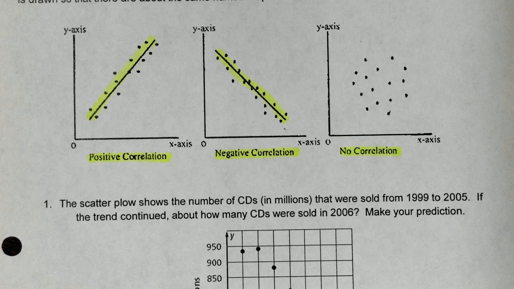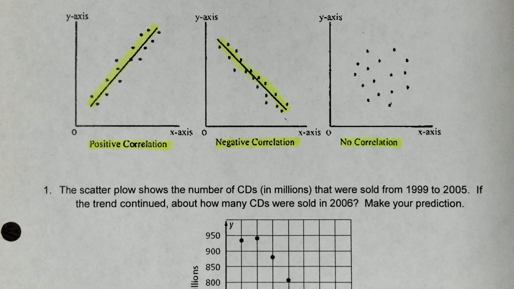Now, a positive correlation would be something like as one thing increases, something else increases. So, for example, if you're having a party and a bunch of friends are coming, the more people you invite, the more food you need to have. The less people you invite, the less food you need to have. That's actually a positive correlation. A negative correlation would be as one thing increases, the other thing decreases.